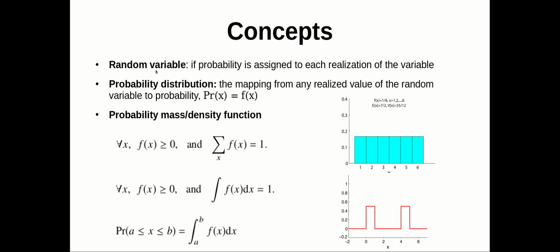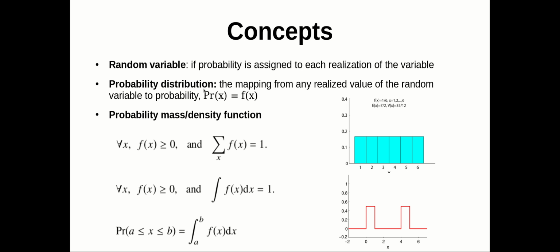That's called a random variable. And then probability distribution. So probability distribution is merely just the mapping. It's a mapping, so it's a function, right? A function is a mapping. It's a mapping from any realized value of the random variable to the corresponding probability.